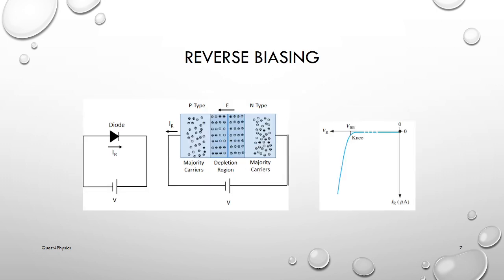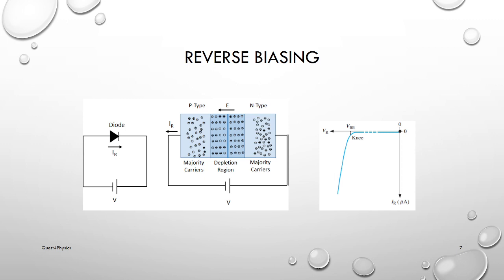Let's move to the reverse biasing. In reverse bias, the positive voltage terminal is connected to the n-type region and the negative voltage terminal is connected to the p-type region. So what happens in this case? The depletion region becomes wide and the applied potential is less than the built-in potential.